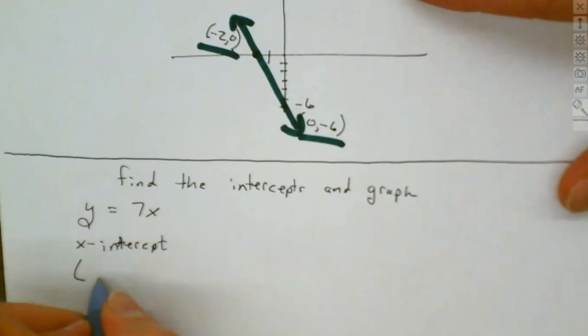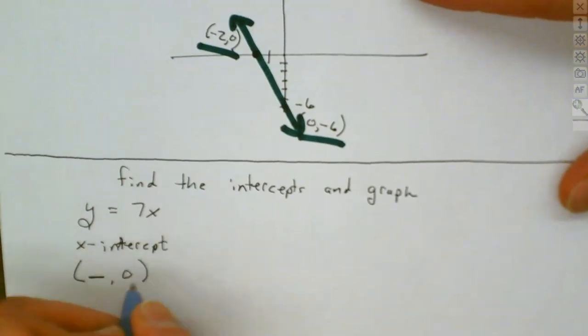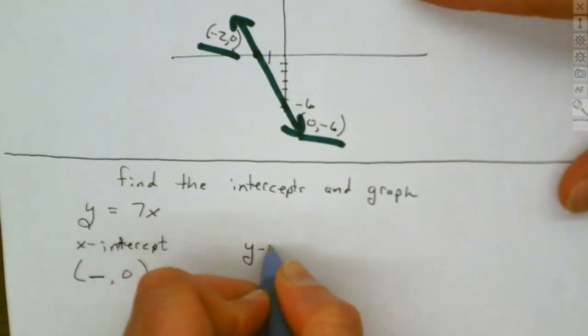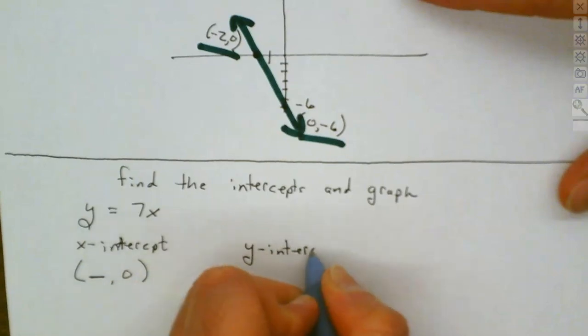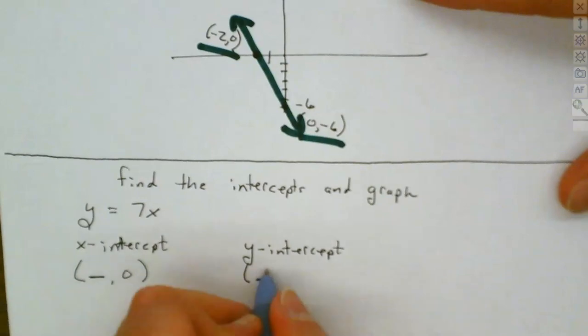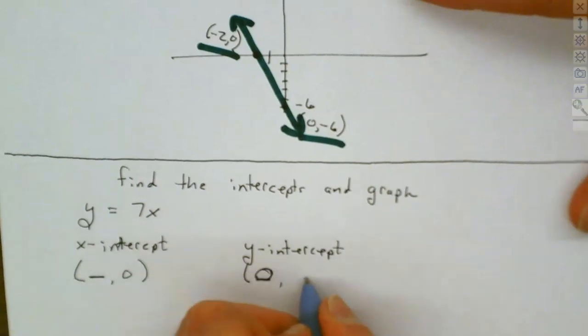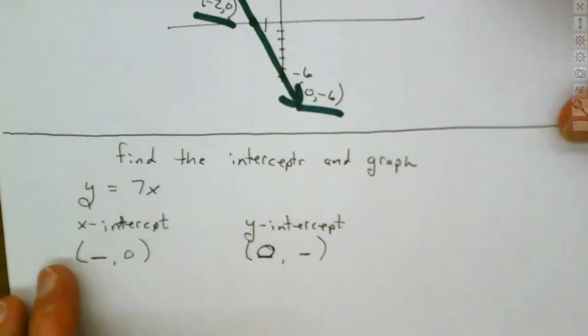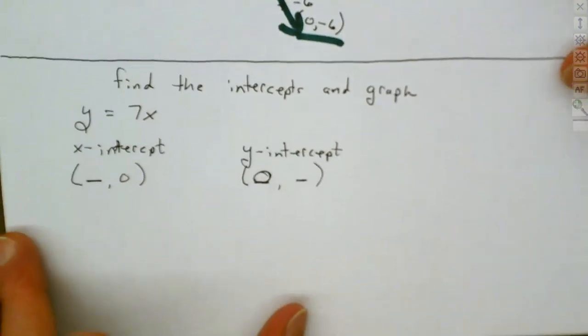And that x-intercept is 0, blank. And then we'll have a y-intercept, which is 0, blank. Now, the last one, these were different.